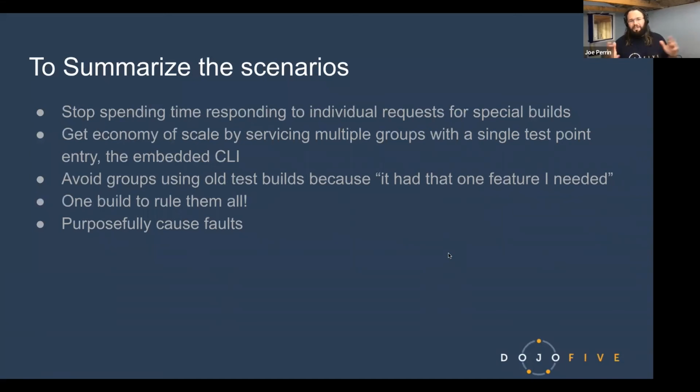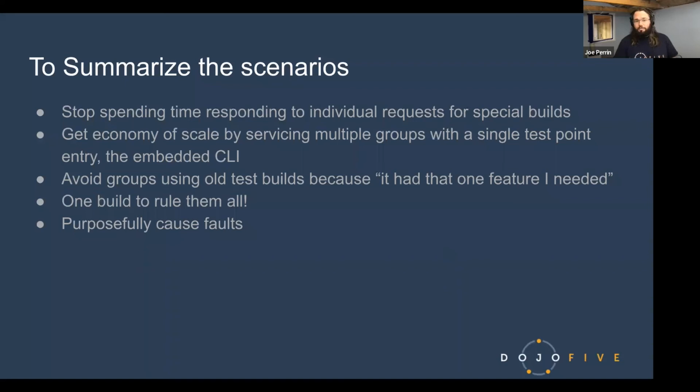So to summarize those scenarios, I kind of already did: stop spending time building individual special builds, and get economy of scale with multiple groups using that single hook, that single embedded CLI. Avoid groups using old test builds because it had that one feature I needed. I've heard that a lot in the past. One build to rule them all. So if you've got that CLI on there and it's ready, on every build.